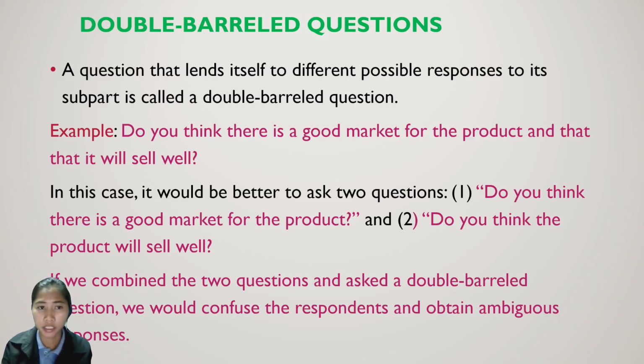In this case, it would be better to ask two questions. Do you think there is a good market for the product? And do you think the product will sell well? If we combine the two questions and ask a double barreled question, we would confuse the respondents and obtain ambiguous responses.